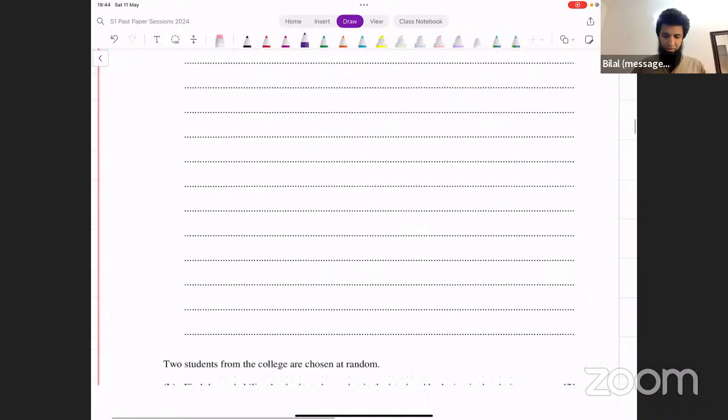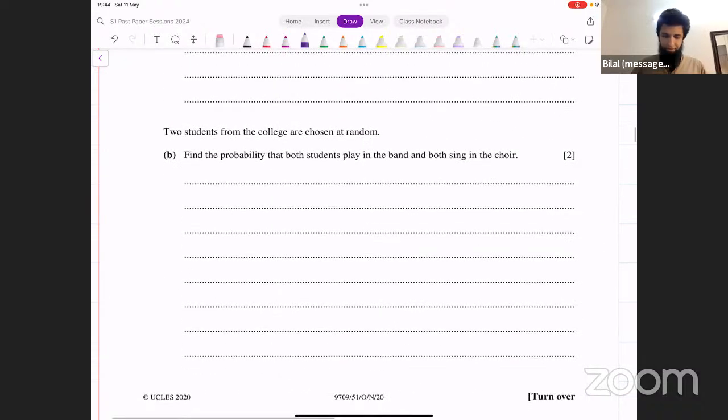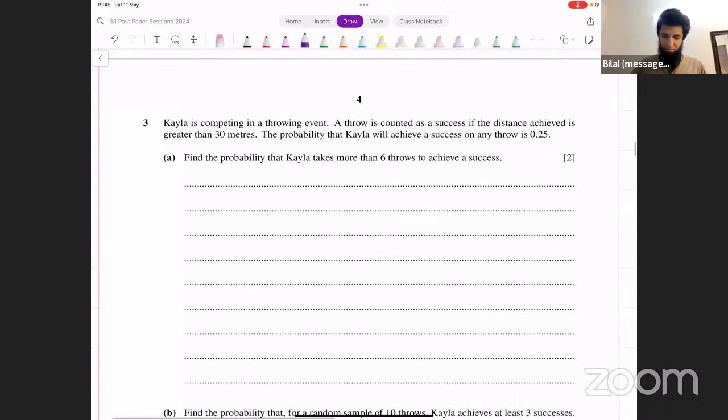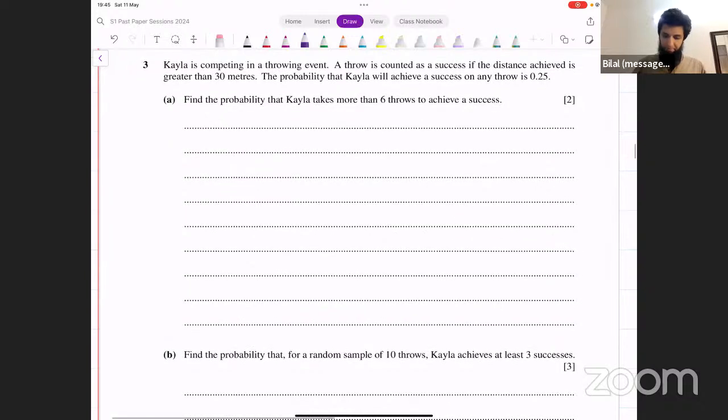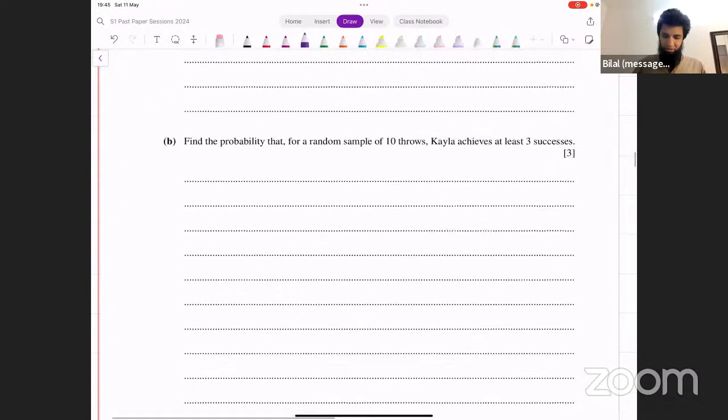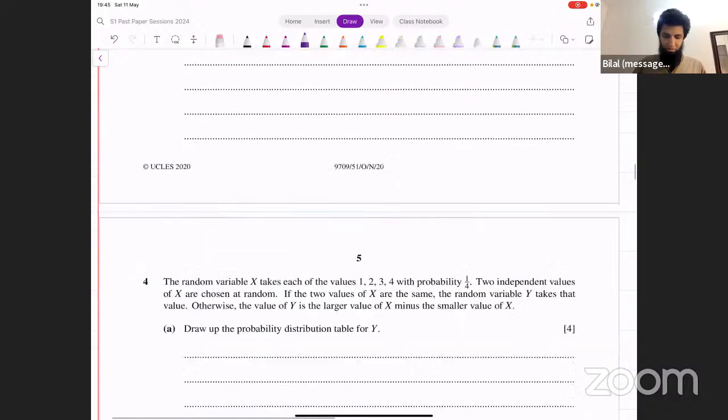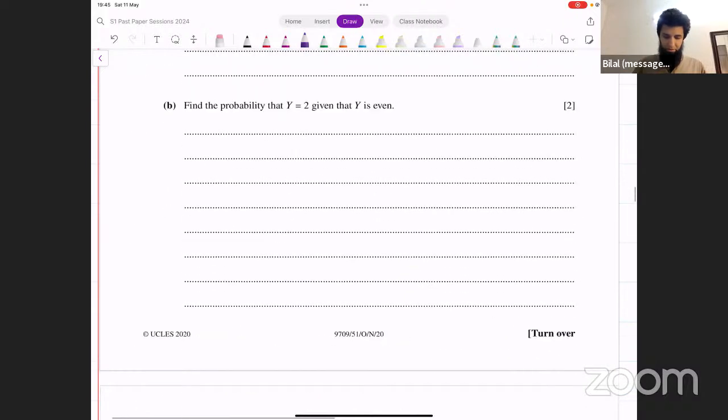Question number 2 is a probability question. Okay. Question number 3, geometric distribution, and then binomial probability distribution table.